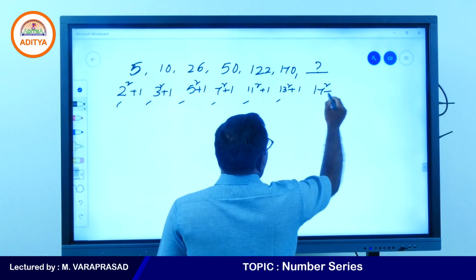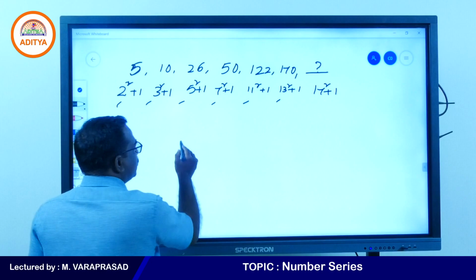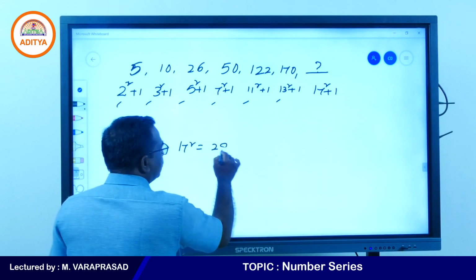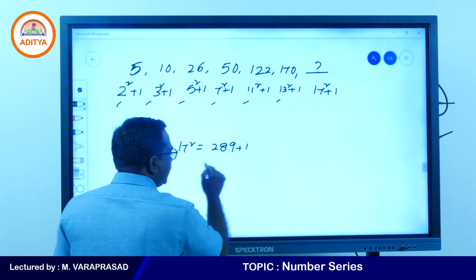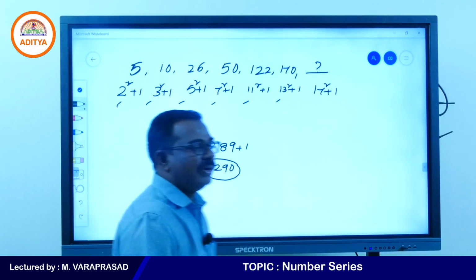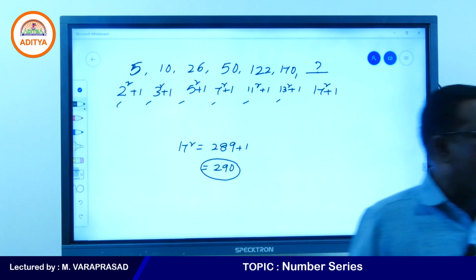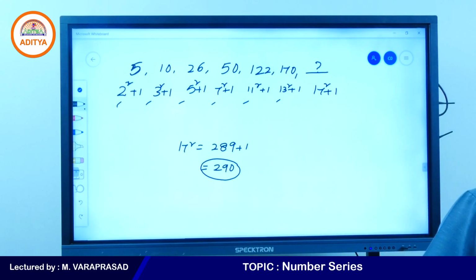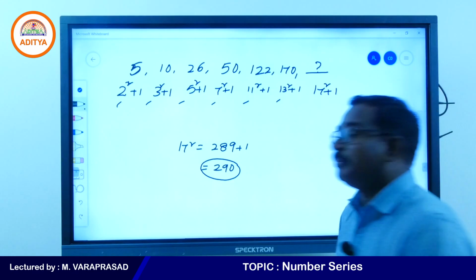17 square plus 1. 17 square means you will get 289. So plus 1 means 290. Yes, many of you wrote 290. Very good. The pattern is prime square plus 1. Yes, Ashmita, 289, not 289 plus 1. Yes, we are doing here prime square plus 1.